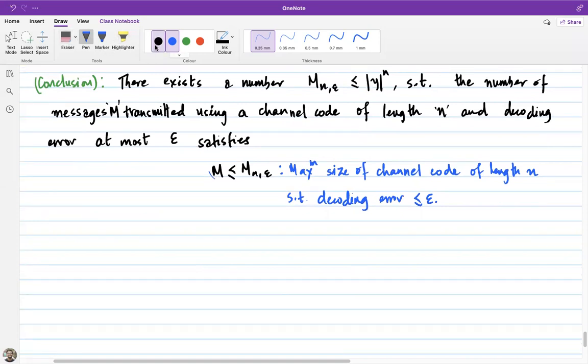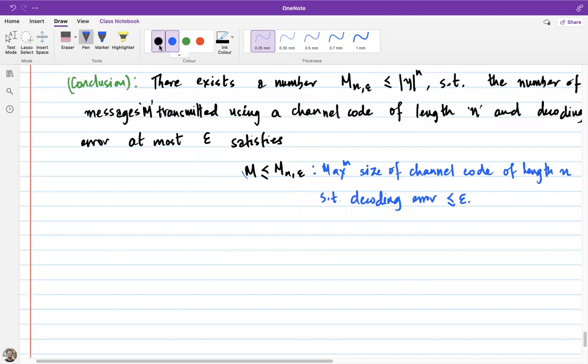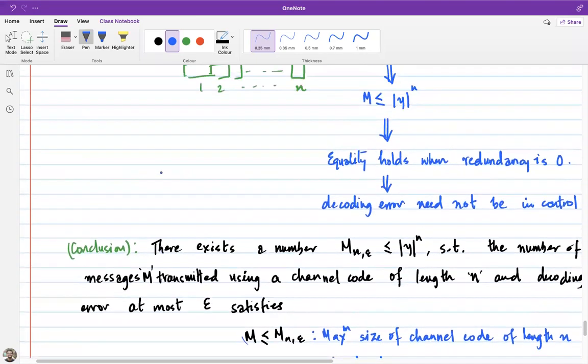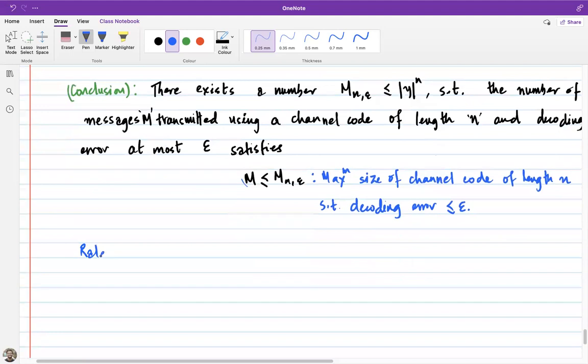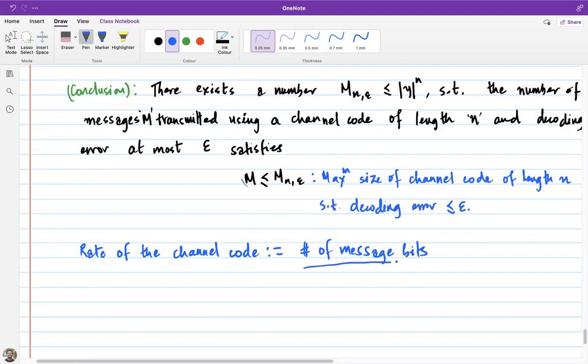Now with that, we'll see something very important. This is about the rates. For this particular case, the one that we discussed with H1 and H2, note that the rate of the channel code is nothing but the number of message bits that you transmit through n channel uses.